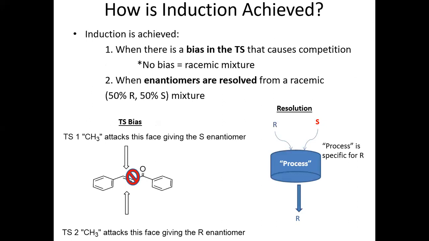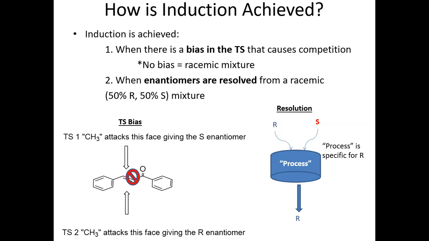So again, just repeating what I just said: the way you get asymmetric induction is to have a bias in the transition state, right?